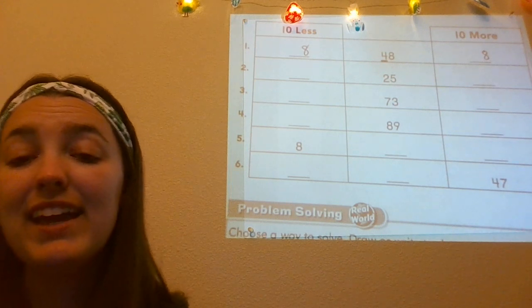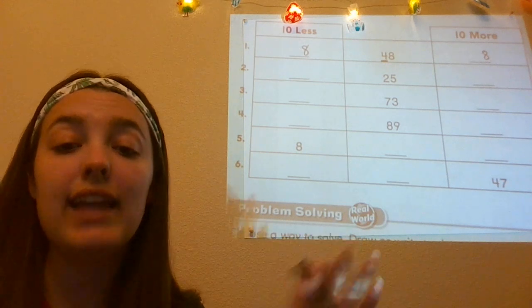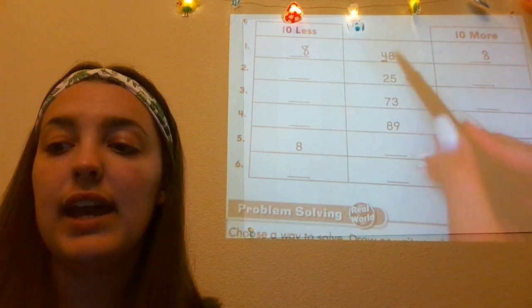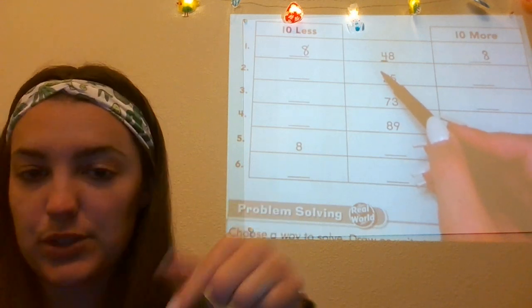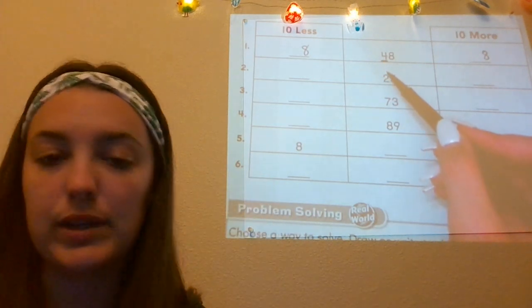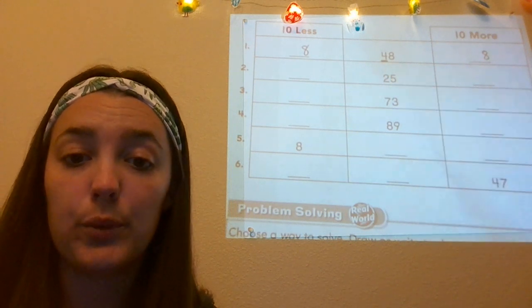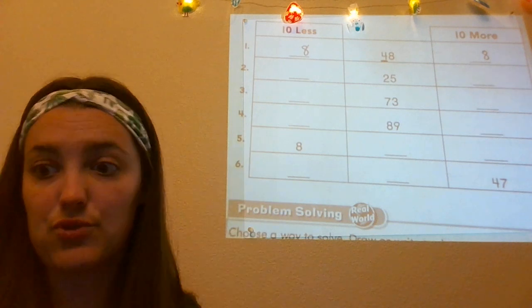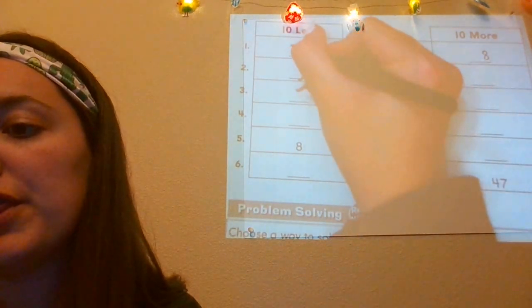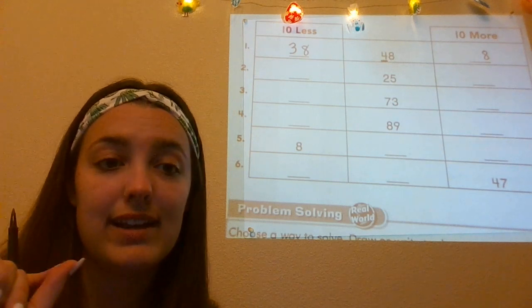Now if I want 10, let's start with 10 less. If I want 10 less than 48, then I have to take that 4 and bring it down by 1. Subtract 1, count down from 1, however you want to say or do it. So I'm going to take that 4. I want 1 less than 4, which is 3. 38. 38 is 10 less than 48.